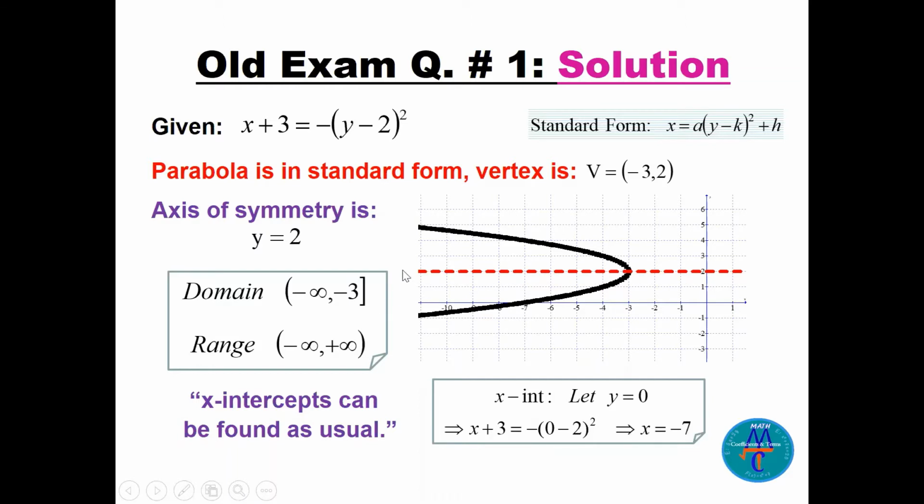The domain is from minus infinity until minus 3, and the range is all real numbers. We can find the x-intercept as usual. Let y be equal to 0. If you put y equal to 0 here, you'll get x equals minus 7. It's there.